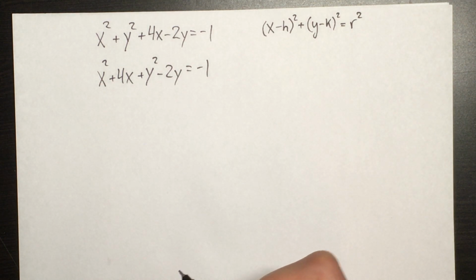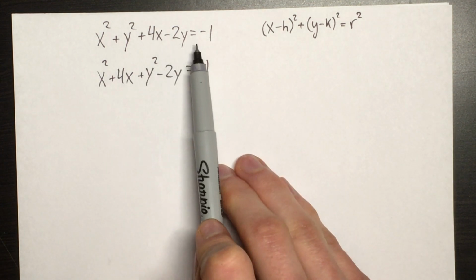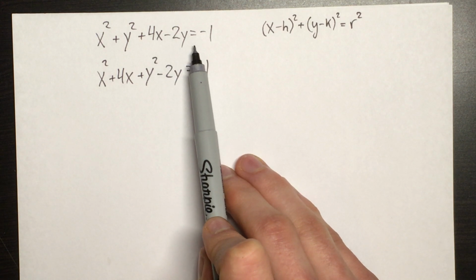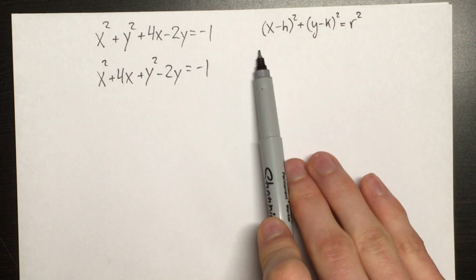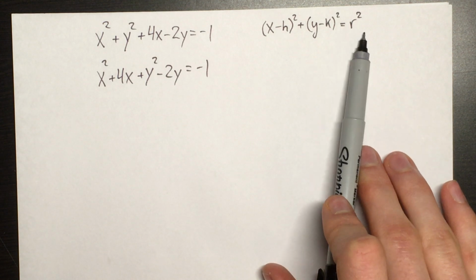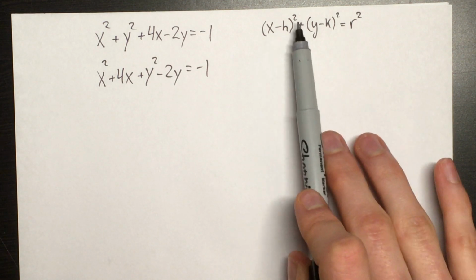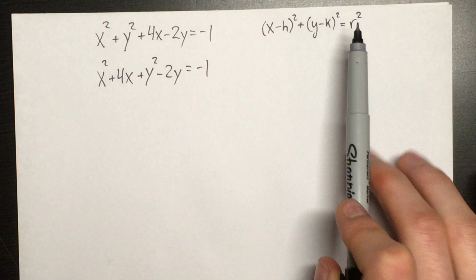All right, so in this problem we're given the equation of a circle, and we want to find the radius of this circle. So here I wrote for you the general form for the equation of a circle, x minus h squared plus y minus k squared equals r squared.